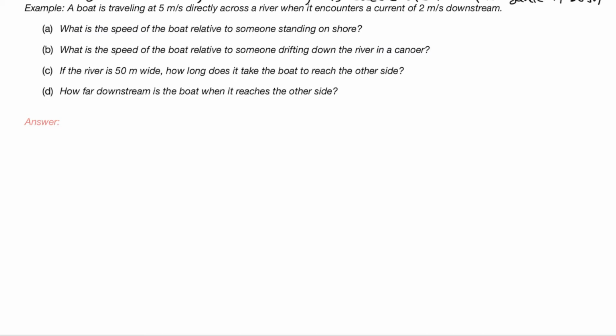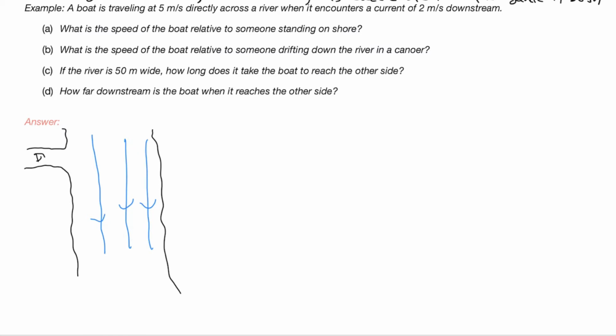And what we're going to be looking at in this example is the perspective relative to somebody standing on the shore and relative to someone sitting in a canoe that's drifting down the river. So let me go ahead and draw a picture here. I'll draw the sides of the river and maybe a little inlet for the boat to leave from. And then I'll draw the current going down. And so this boat is coming out of this inlet at 5 meters per second, and it continues to drive at 5 meters per second as it encounters this current.